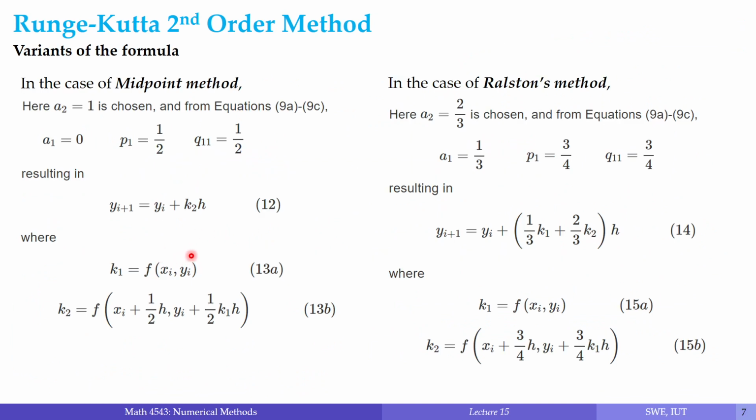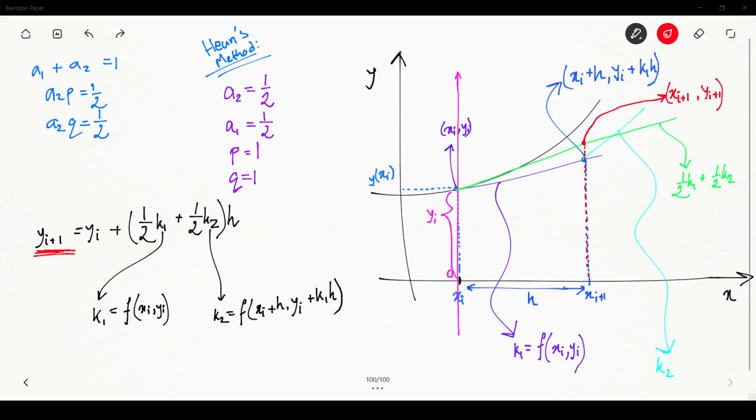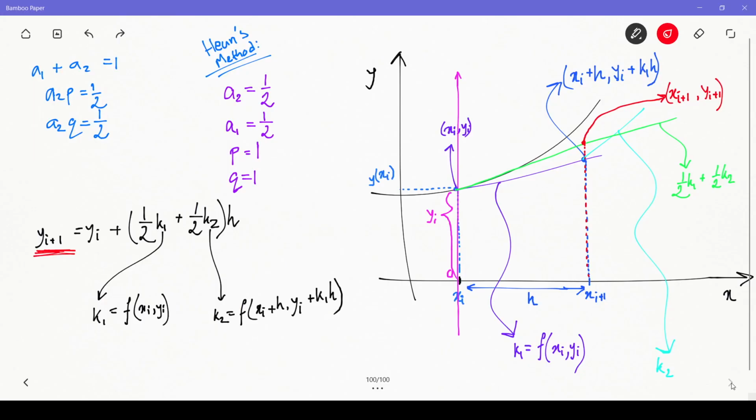Okay, so now that we know the values of all four unknowns, a1, a2, p and q, we can basically plug them into our formula, right? So let's go back to our demo paper and talk about the graphical representation along with the formula, a compact version of the RK2 formula. Fine. Okay, so let's go to the next page.